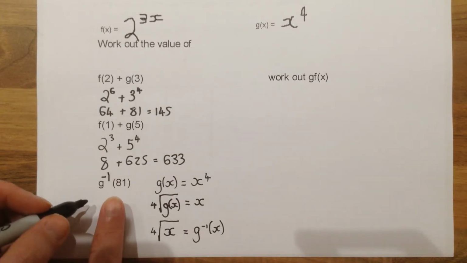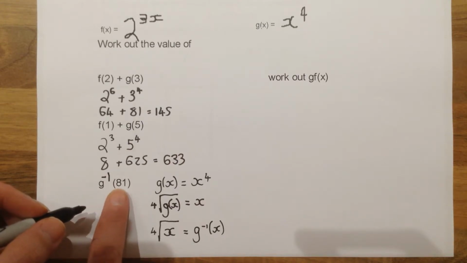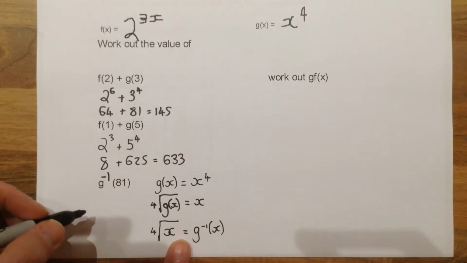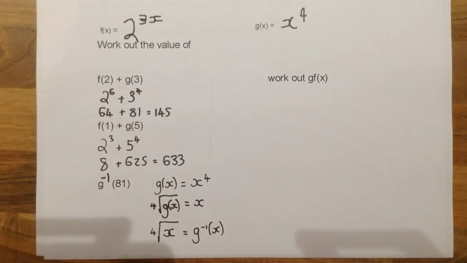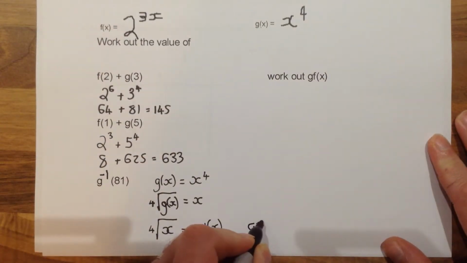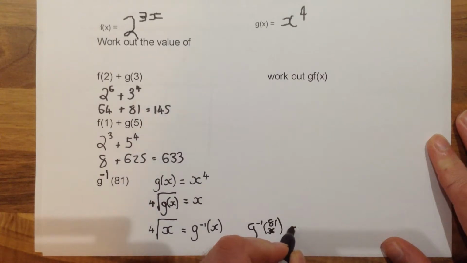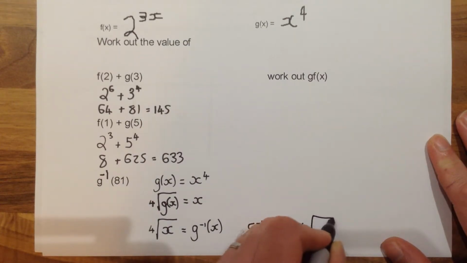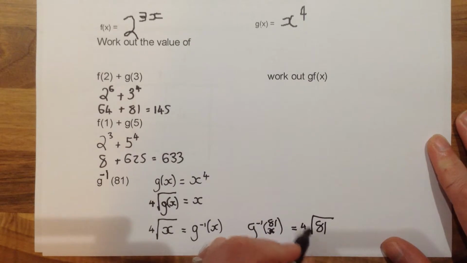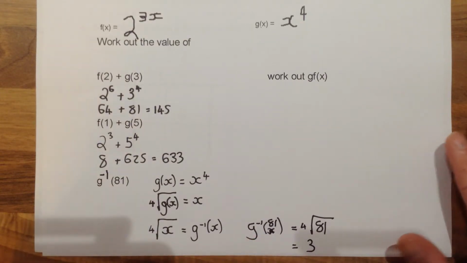What the question wanted me to do was to substitute the number 81 into this new function. So what I would do to find g to the minus 1 of x, g to the minus 1 of 81, is I would replace the letter x here with the number 81. Now if you type into your calculator the fourth root of 81, that would come out as 3. As I said, if that's the bit that you're not too happy with, don't worry too much. That is quite complex. It is very high level.